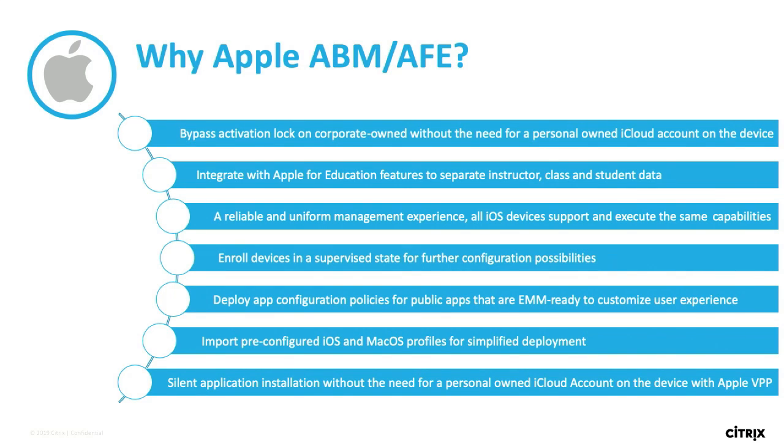Hey, Mike, real quick, before you move on. Sure. ABM and AFE? So ABM is Apple Business Manager. So we touched on that just a little while ago. It's now the combination of the Device Enrollment Program, or DEP, and Volume Purchase Program, or VPP. And Apple for Education is your AFE, which is the education version of Apple Business Manager. I see, because you know we love acronyms, so if we didn't throw some in there, it wouldn't be Citrix.